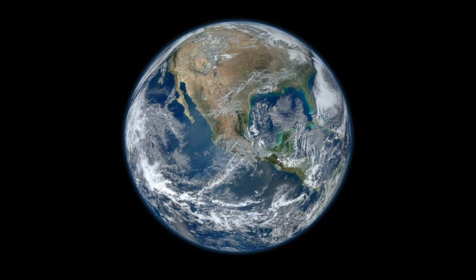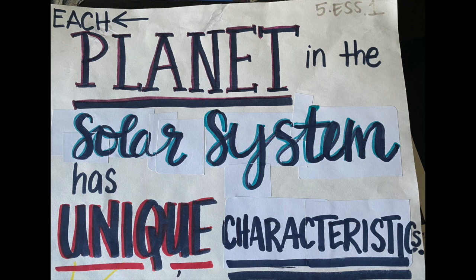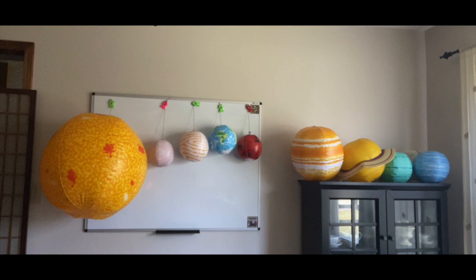We've been focused on our very own planet, planet Earth, but now we're going to go ahead and explore the other planets in our solar system. Each planet in our solar system has unique characteristics, and we're going to explore them to see what we can find out. Before we do that, we definitely need to look at what planets are in our solar system.